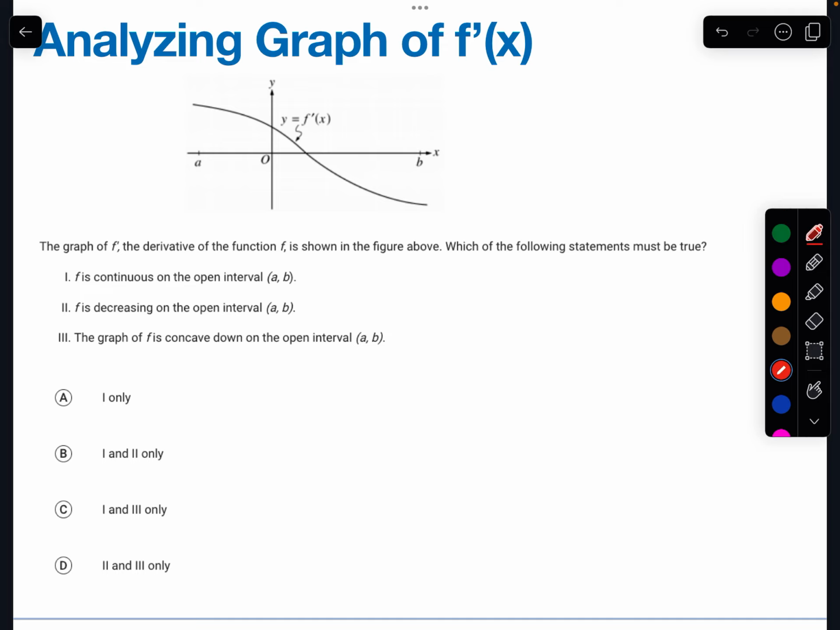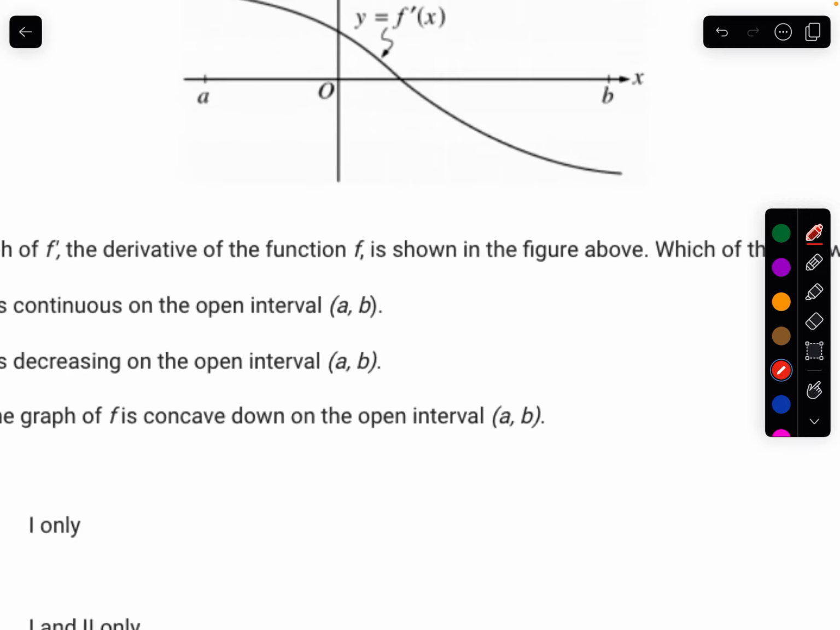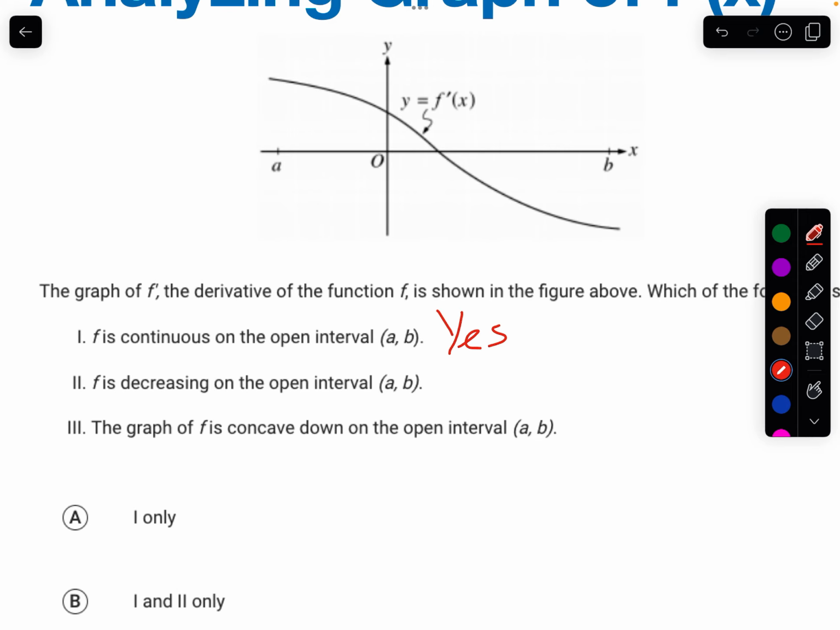A question like this is maybe good to go through just one step at a time here. So statement 1, f is continuous on the open interval from a to b. We have to remember that connection between differentiability and continuity. If a function is differentiable on an interval, then it's going to be continuous on that interval. And I would claim that f is differentiable from a to b because f prime exists from a to b. The graph of f prime has no holes, no jumps, no vertical asymptotes. Okay, so this is a true statement. Yes, f is continuous because f is differentiable. I can tell f is differentiable because f prime is one smooth continuous curve there.